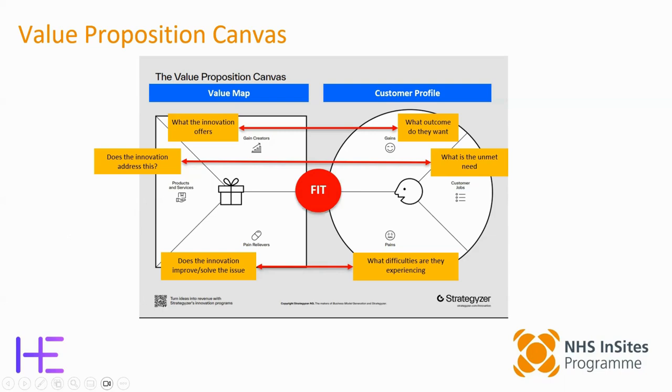But when we talk about fit, we are essentially asking, does the innovation genuinely address the customer's unmet need? On the customer profile side, we're essentially asking, what difficulties are those customers experiencing? What outcomes they actually want, and what need is not currently being met? On the value map side, we can add details about what the innovation offers and whether it improves or solves those issues in a way that is meaningful to those customers in practice.